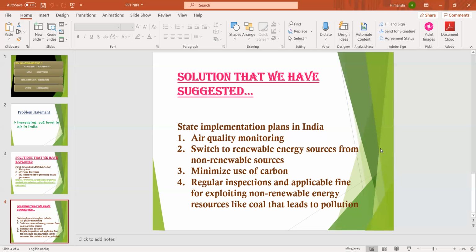The fourth one is regular inspections and applicable fines for exploiting non-renewable energy resources like coal that lead to pollution. So these were some solutions that we have suggested to cope with the problem of the increasing SO2 level in air in India.